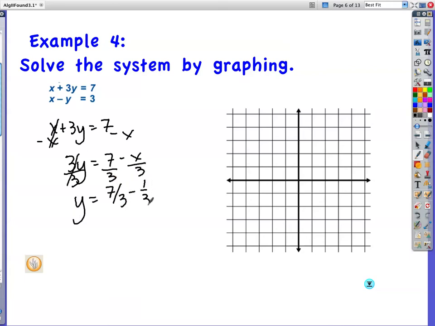7/3 minus 1/3 x. Not pretty, but I'll do that in red. 7/3 is actually 2 and 1/3. So I'm going to go up 2 squares and 1/3 of a square. My slope is -1/3. So I rise -1, run 3. Rise -1. Notice how I'm only going down a third below it, and run 3. Okay, I can go up the other way and then go back, -3.